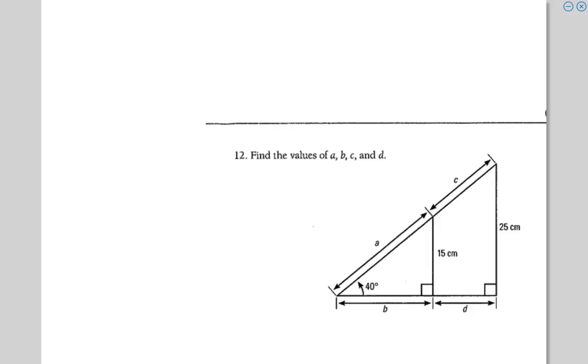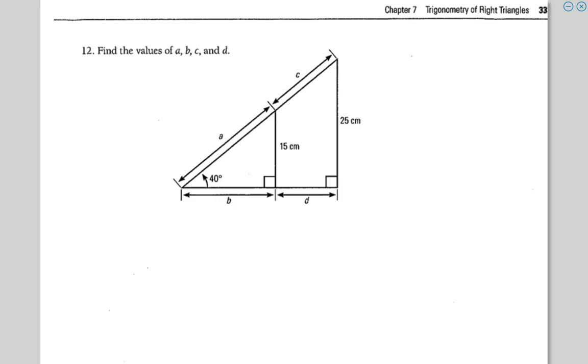Moving along, we're on to question 12. And this looks like a couple similar triangles. Let's see what we got here. Find A, B, C, and D. So I can find A and B pretty quickly here using 40 and 15. So let me start with sine 40. That will relate the op to the hypotenuse, which is A, on this little triangle. So I'm just working on this little triangle right now.